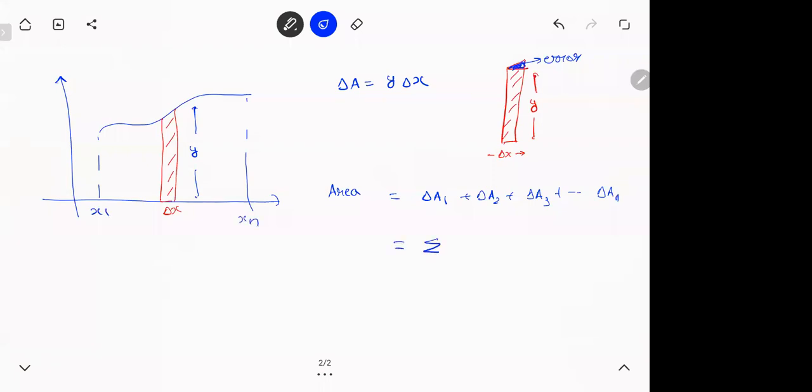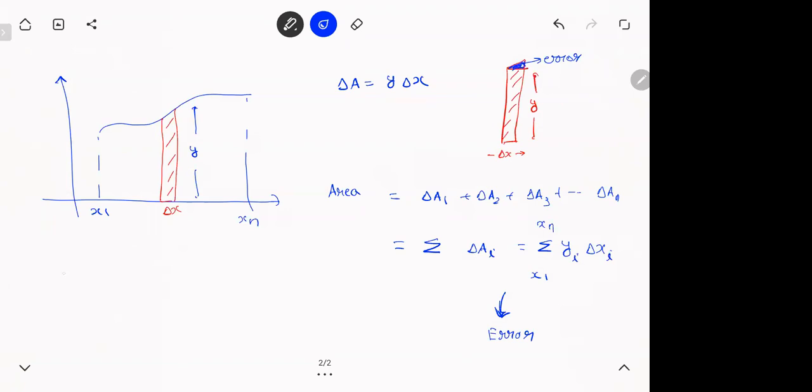So I can write this as sigma, summation of delta Ai, which is sigma of yi delta xi, where i goes from 1 to n. But the problem with this is that there is an error.